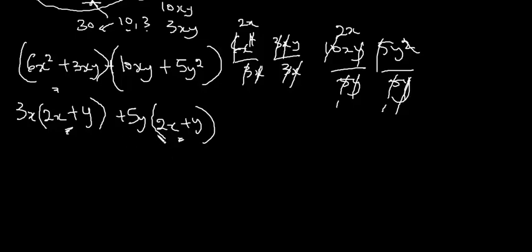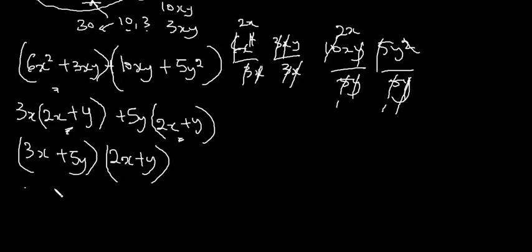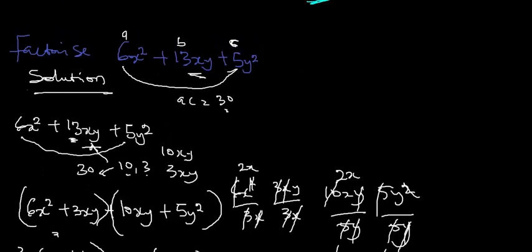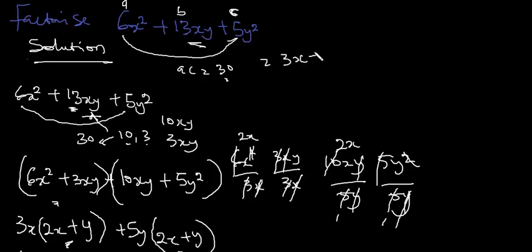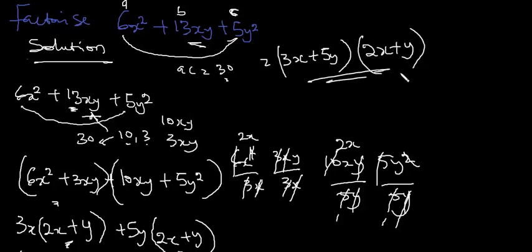At this point in time, what do we do? We bring out everything outside the bracket. We have 3x plus 5y. We group them together and we pick one, 2x plus y. So we do 2x plus y. So this is the answer to our question. So this question, 6x squared plus 13xy plus 5y squared, will give us 3x plus 5y in brackets 2x plus y. So this is the answer to our question.